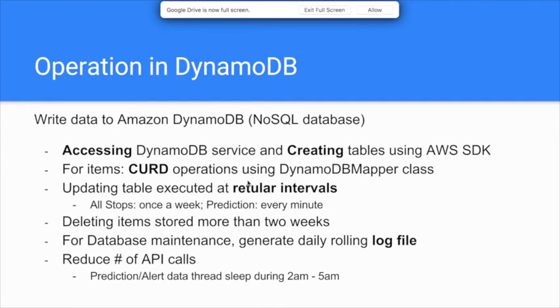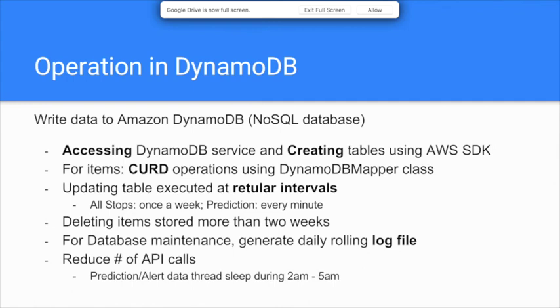We're using the DynamoDB mapper class, which can access the table and allow us to run queries or scans. This is useful for updating and deleting items. So we update the tables at regular intervals. For example, all stops we run once a week, and predictions every minute. And we delete all the items stored more than 2 weeks.